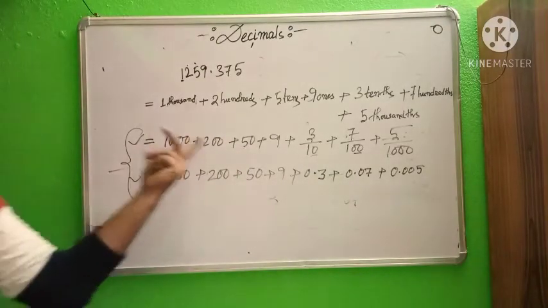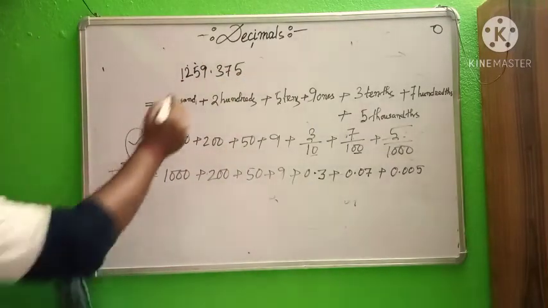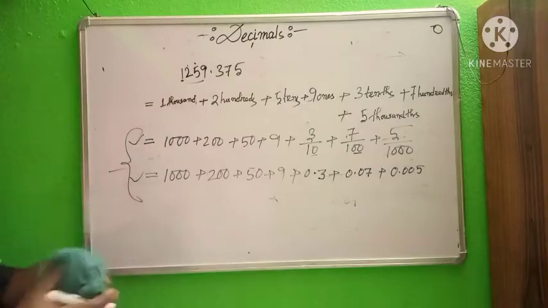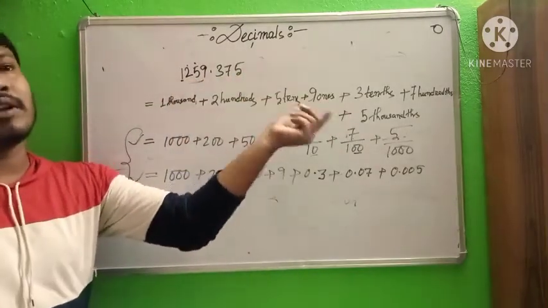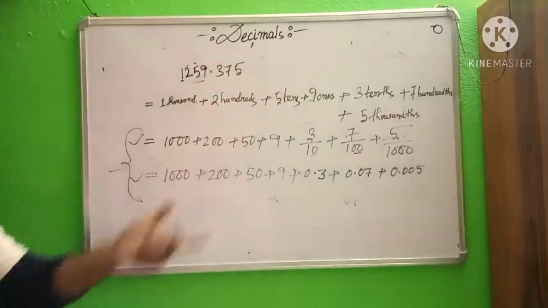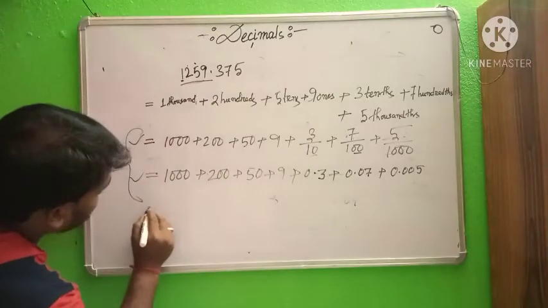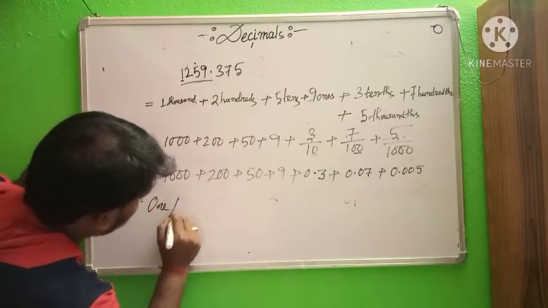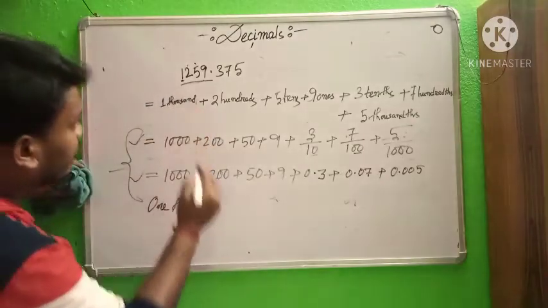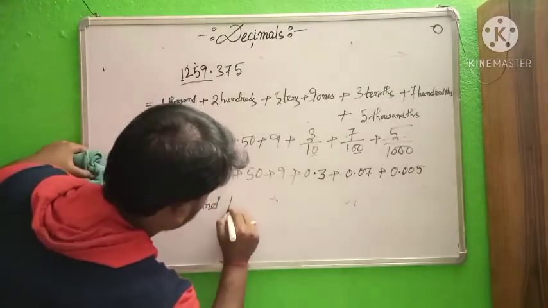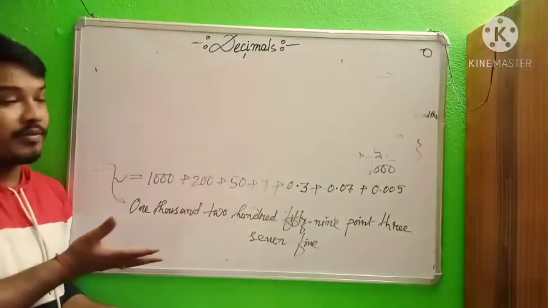And number name also same. What is the number name of this number? Number name, first we write the number name of the part before the point, then after the point we say it digit-wise. So what is the number name, or in words, 1000, 200 and 59. I think it is clear for everyone.